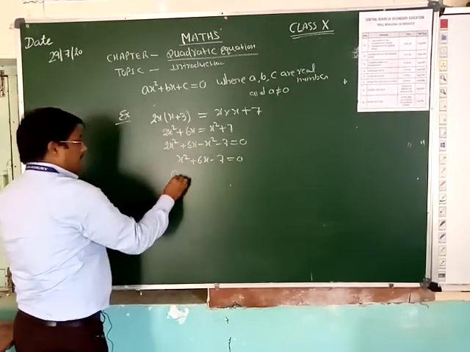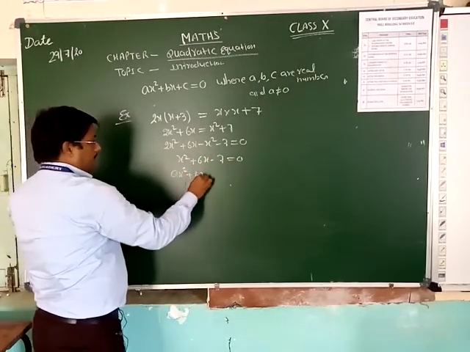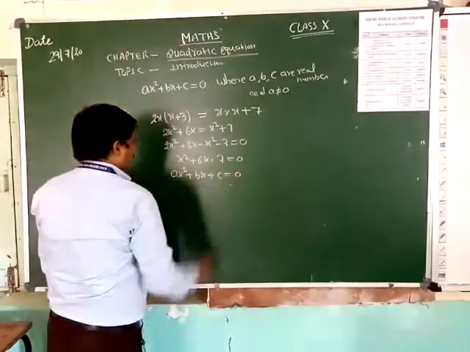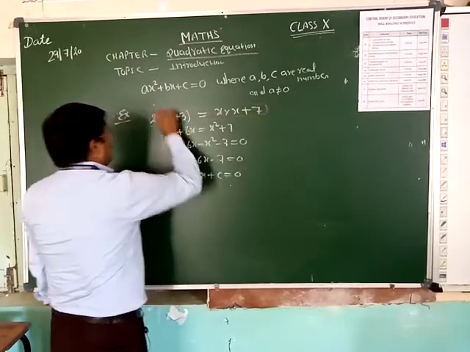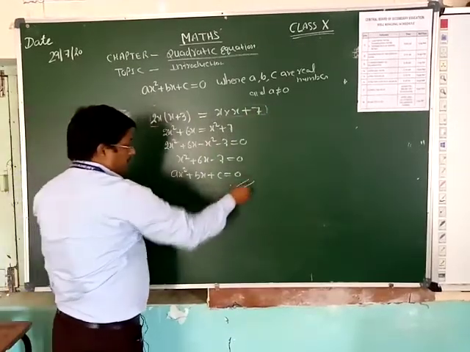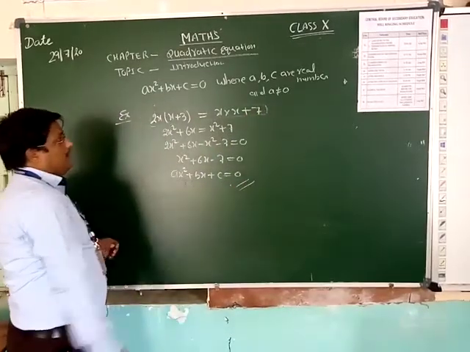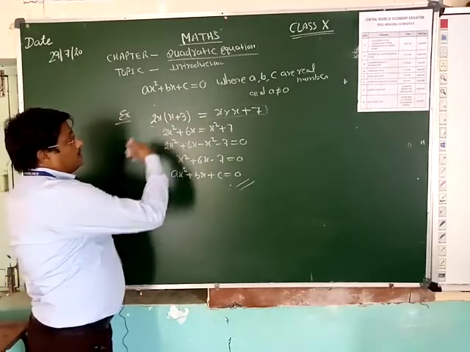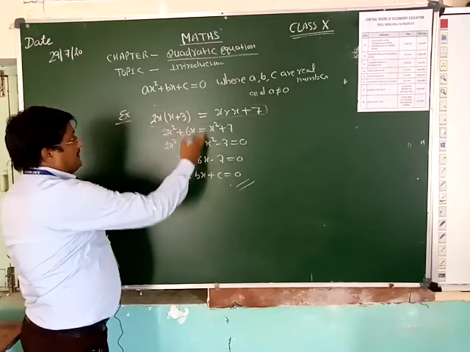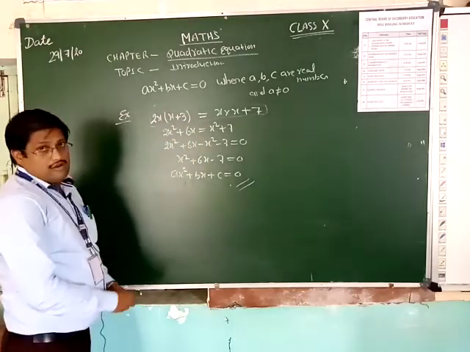This equation is in the form of ax square plus bx plus c is equal to 0. Therefore, the given equation is a quadratic equation. So dear students, solve another example with this process and check how to determine whether the given equation is quadratic or not. Thank you.